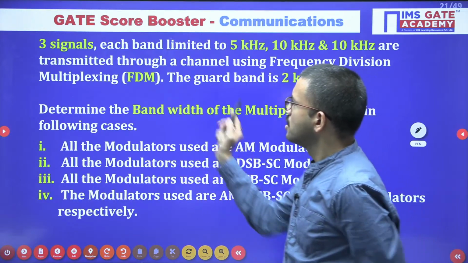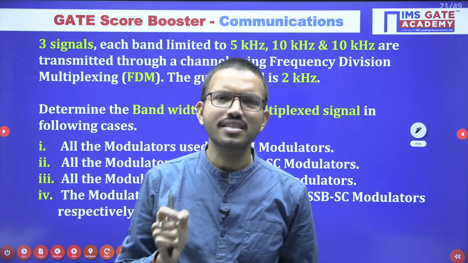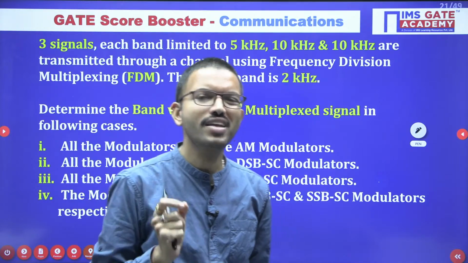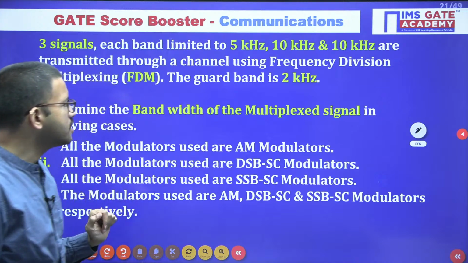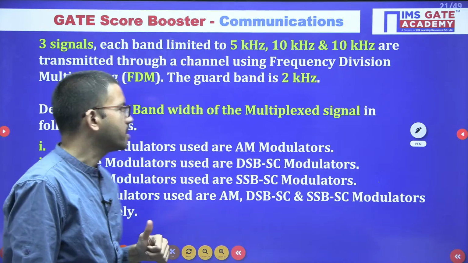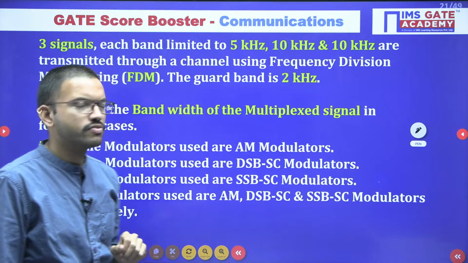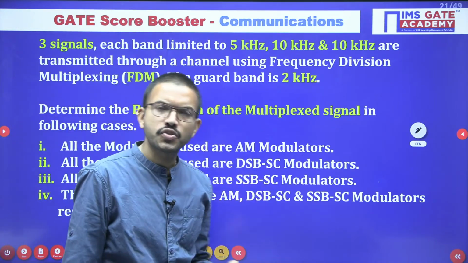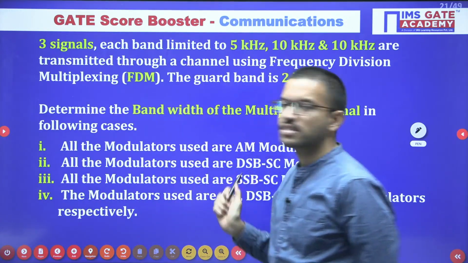Since you are having three signals, whenever you are transmitting any signal through a channel, before sending the signal directly like that, we will obviously perform the modulation operation. So in case 1, it is mentioned that for every signal, we have used AM modulator. With the help of that, what is the resultant bandwidth that we require? That you have to find out. Similarly, with respect to case 2, all the modulators we have used DSBSC. And third case, all the modulators we have used SSBSC.